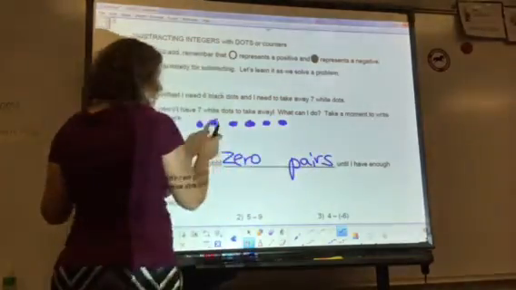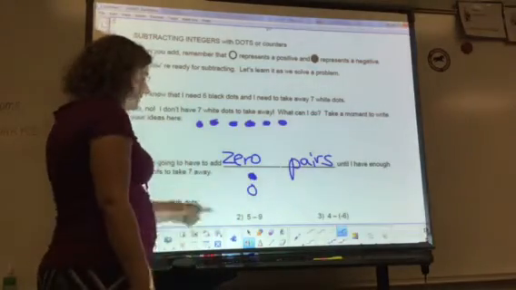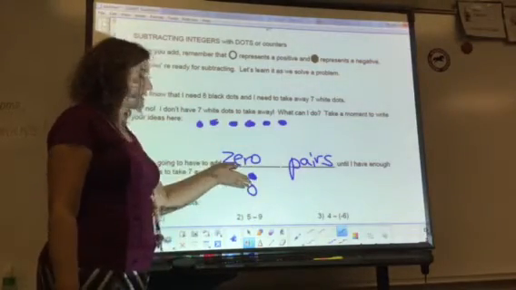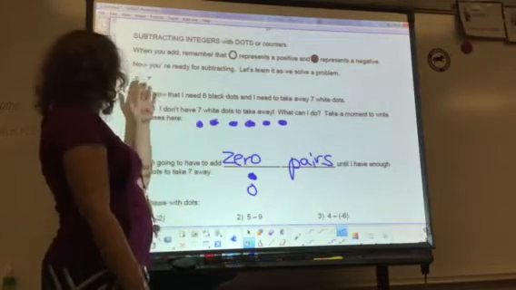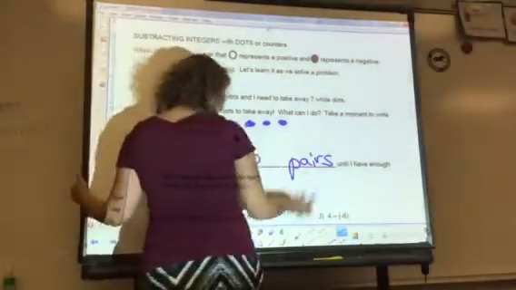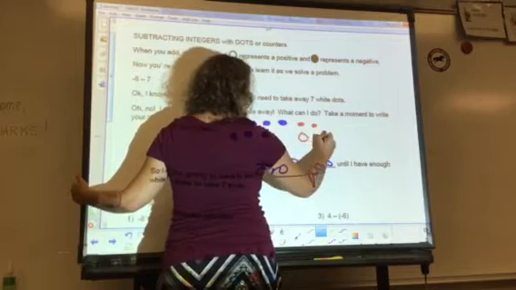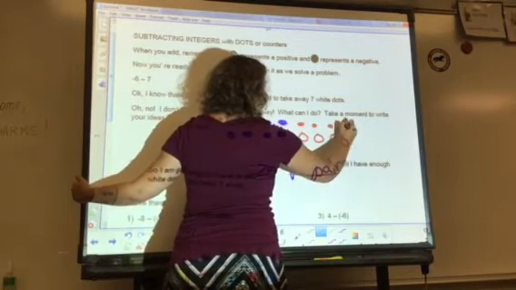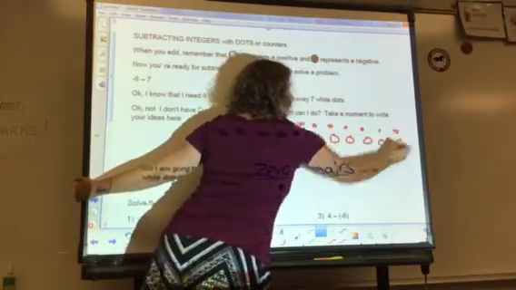Now remember, a 0 pair is one of these matching with one of these. If I add that into these, it's not going to change the value, is it? But in the end, I'll have enough positives to take away. So I'm going to add 7 0 pairs. I'm going to add them in a different color. 1, 2, 3, 4, 5, 6, 7.